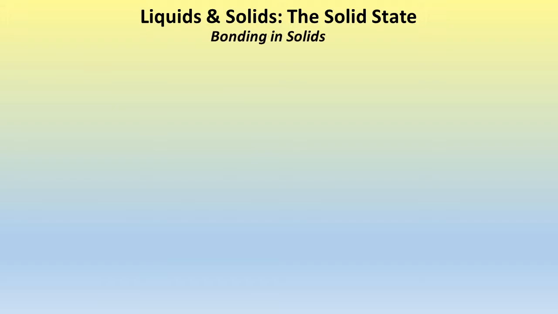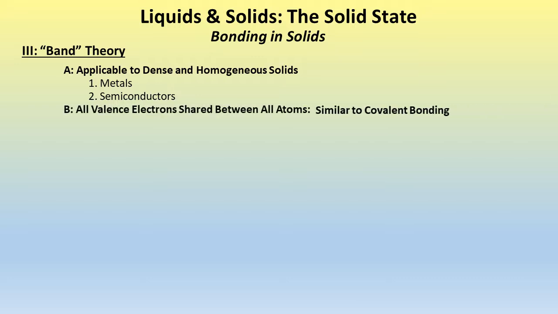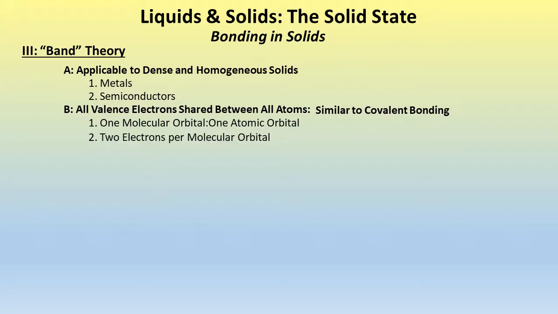The third type of bonding in solids, which is unique to solids, is called band theory. This is applicable to dense and homogeneous solids, such as metals and semiconductors. In these compounds, all valence electrons are shared between all atoms. This is similar to covalent bonding. You still have one molecular orbital for every one atomic orbital formed, and you still have 2 electrons per each molecular orbital.